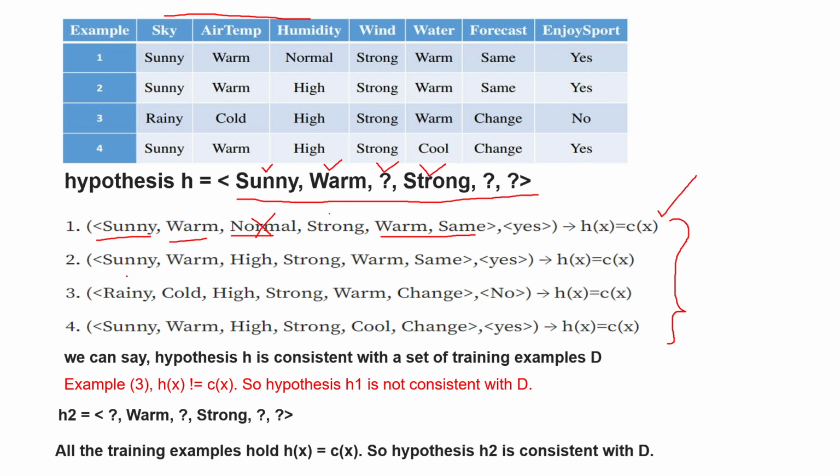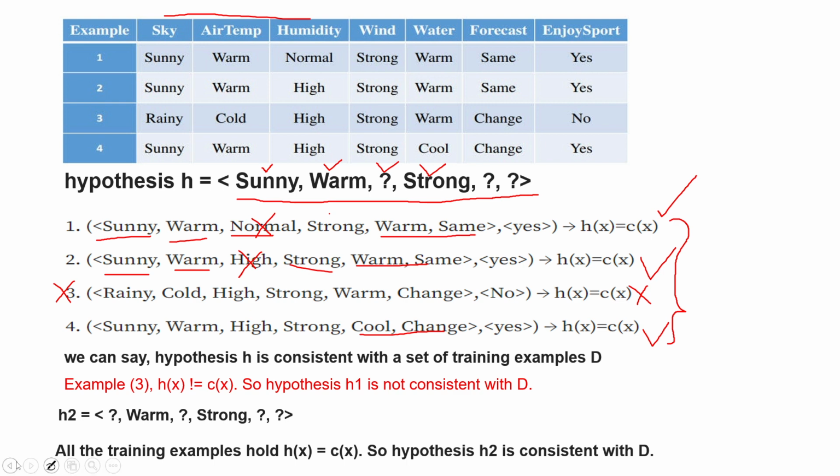In a similar way, you can check the second one: sunny, warm, ignored, strong, ignored. So this is also matching. Here, the first parameter in the hypothesis is sunny, but in the concept it is rainy. So here it failed. So it is not consistent. In the last one, the first parameter sunny, yes, warm, both are matching, anything can be ignored, strong, strong matching, the last two can be ignored. So this is also matching. So the third is not consistent. The first two and the last one are consistent.